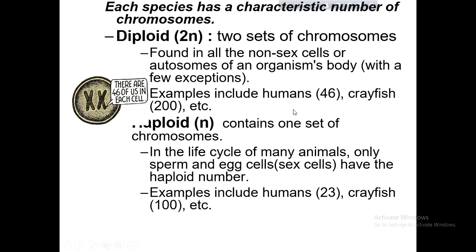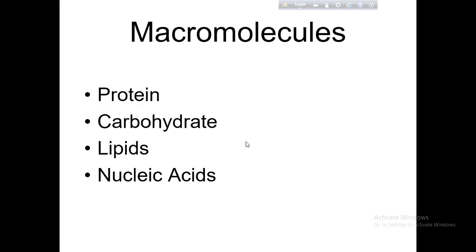So I think you now have a clear vision about diploid and haploid, and please do not get confused about their terminologies. 2n means 2n number of chromosomes and n means 1n number of chromosomes. This n denotes the sets. Now in the next portion, we'll see some macromolecules and their basic features.